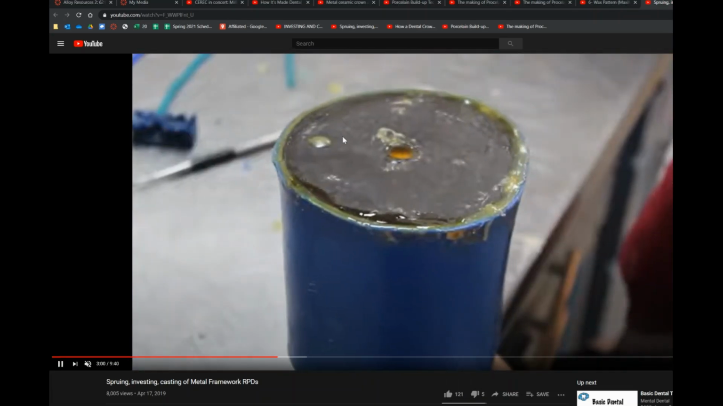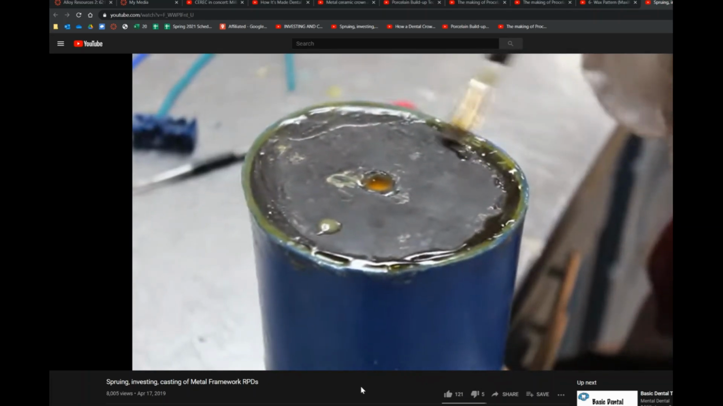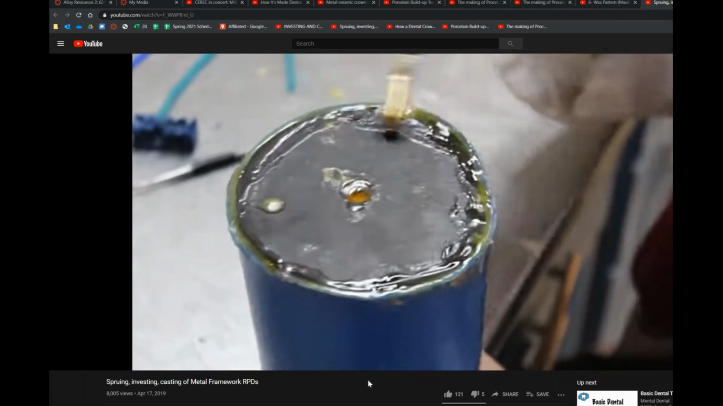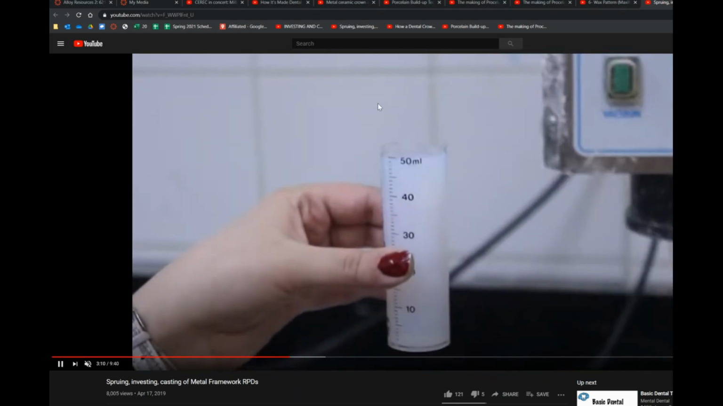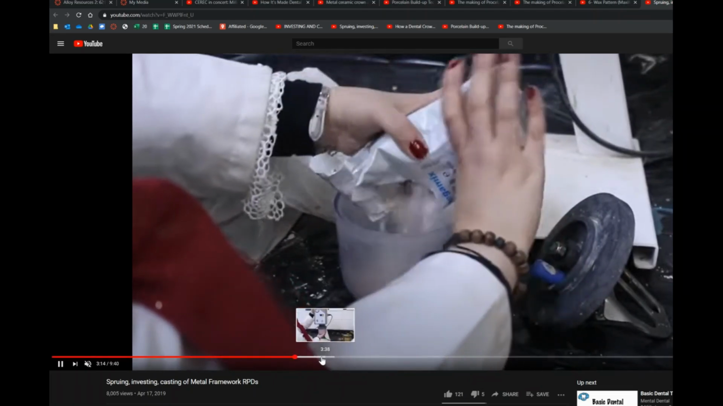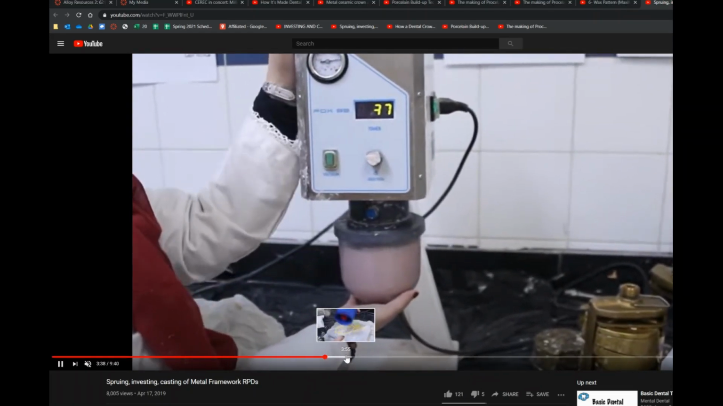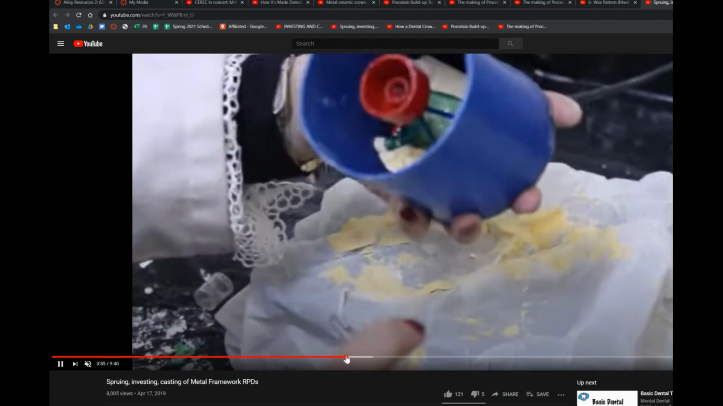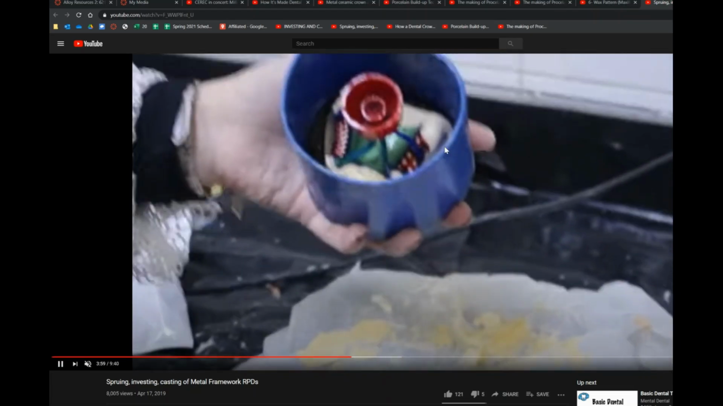And then what we do is we pour it with stone or some kind of plaster, investment plaster. We call it investment. So you see they're going to mix. This is a mixing machine for plaster, for gypsum material. And now they're going to pour that inside of here.